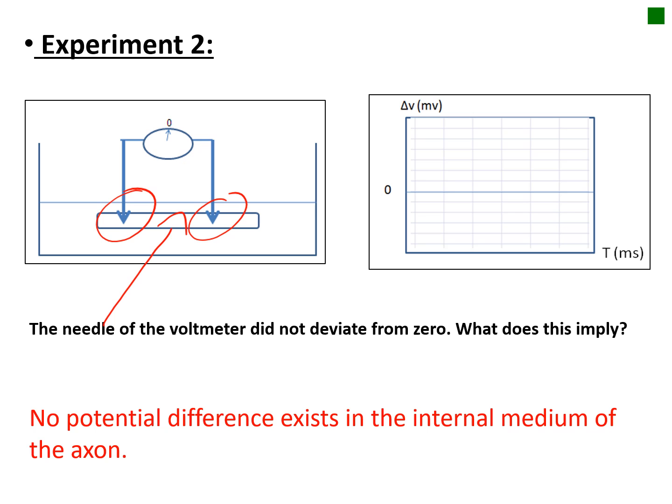In experiment 2, we have the same experiment, but the needles are placed on the internal side of the axon. Also, the needle doesn't deviate, meaning that there is no potential difference in the internal medium of the axon. Internal meaning inside the axon.